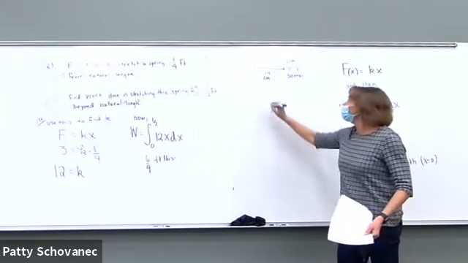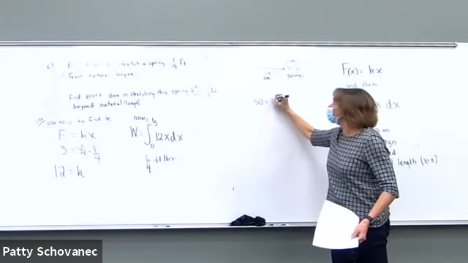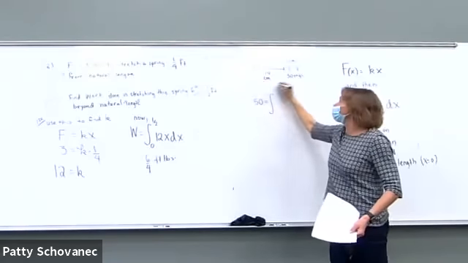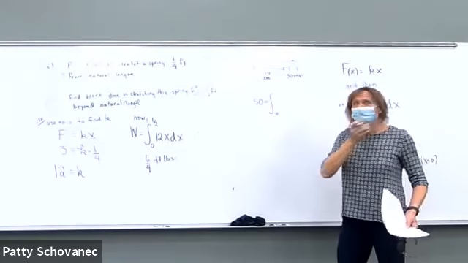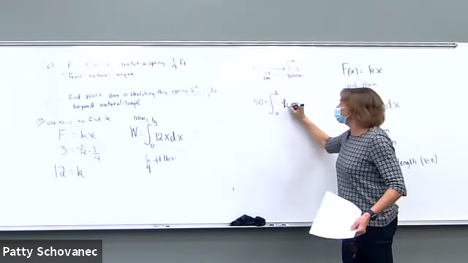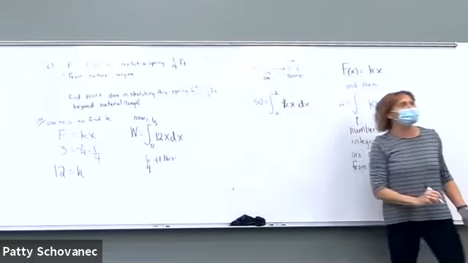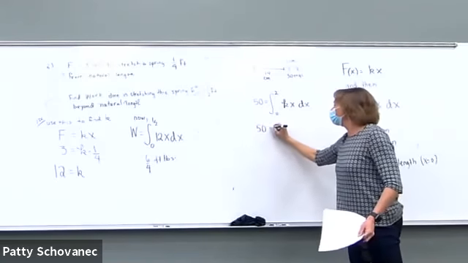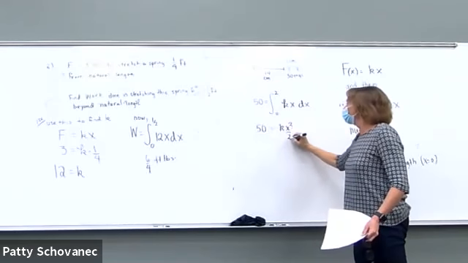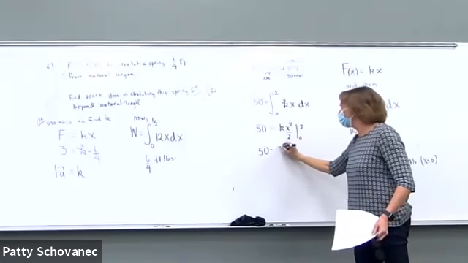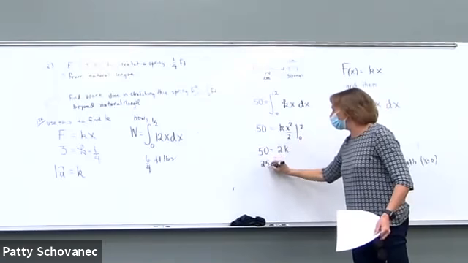You go from 14 to 16, so 50 is equal to the integral from 14 to 16. Actually, I don't want to go from 14 to 16. I'm going to say 14 centimeters corresponds to 0, and 16 centimeters corresponds to 2. I don't know the spring constant yet, but this is the equation that we solve to get the spring constant. So bear with me. We integrate this. We get x squared over 2 from 0 to 2. So we get 4 halves, which says 50 is 2k. That means k is 25.